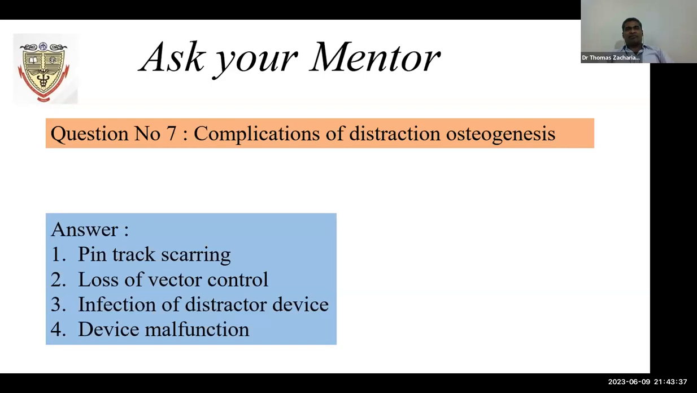There is always something sticking out. The distractor arm is sticking out. So there's always risk of infection. And last is device malfunction.